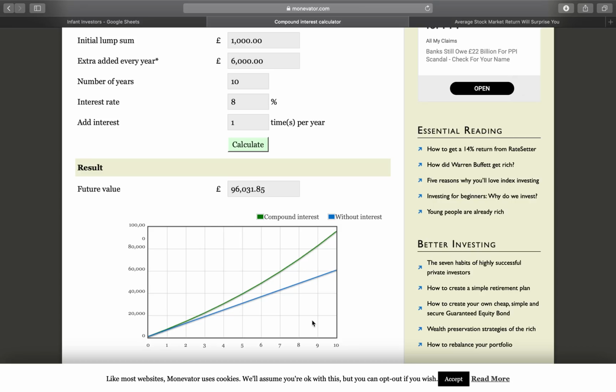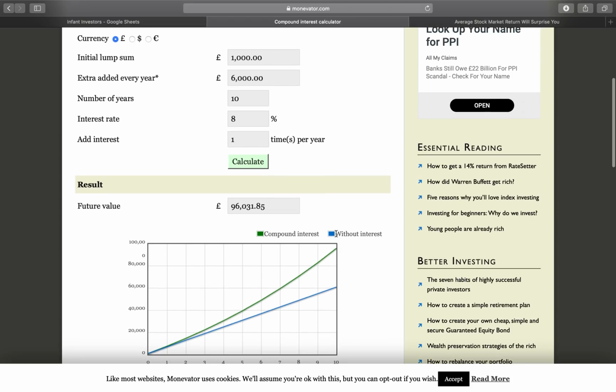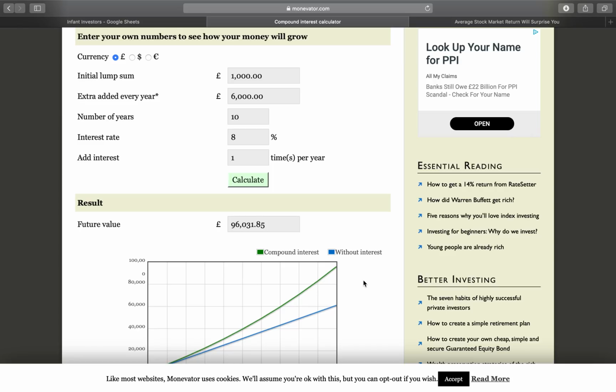Now, what you should bear in mind is that if you save that money, it'll be £60,000, but with the compounding interest, it turns into £96,000. So that's an additional £36,000. That's a 60% additional return over the 10-year period. So again, the power of compounding interest is extremely high.